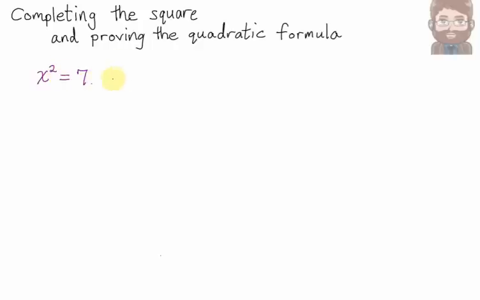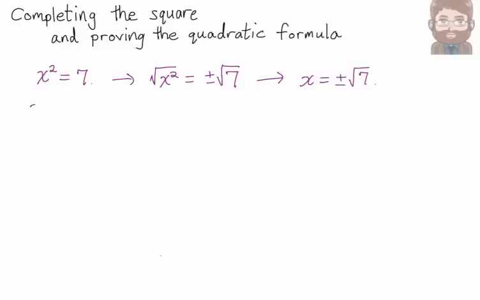Solving this equation isn't so bad. You would take the square root of both sides. The square root of x squared is plus or minus the square root of 7. So we have the solution for x. x is equal to plus or minus radical 7.